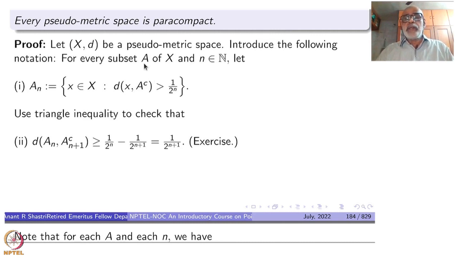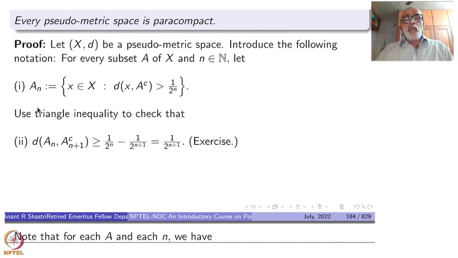For every subset A of the pseudo-metric space X, for each integer n, let us have a notation A_n. A is a subset and n is an integer. A_n is the set of all x inside X such that the distance of x from the complement of A is bigger than 1 by 2 power n. A may be any set, you take the complement, and from there the distance must be bigger than 1 by 2 power n. Automatically these are subsets of A.